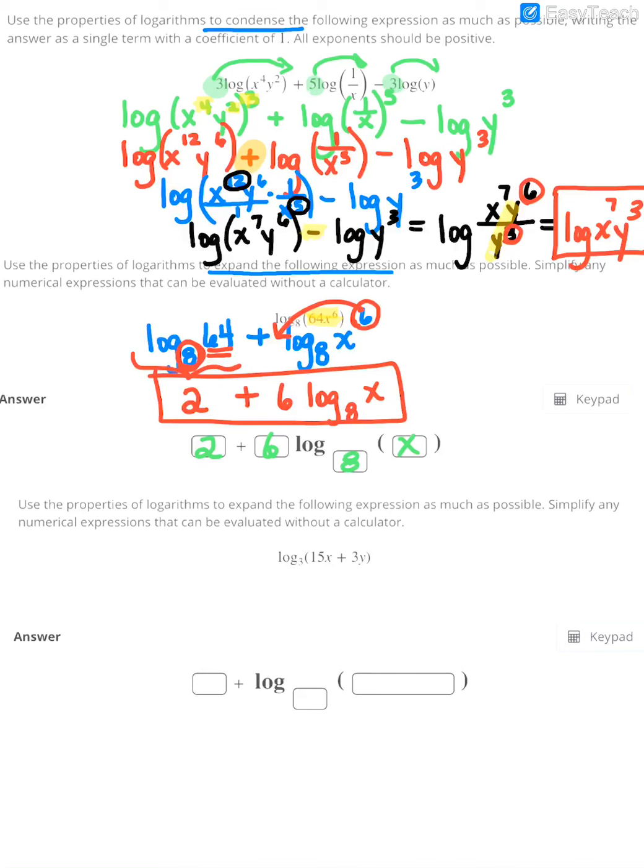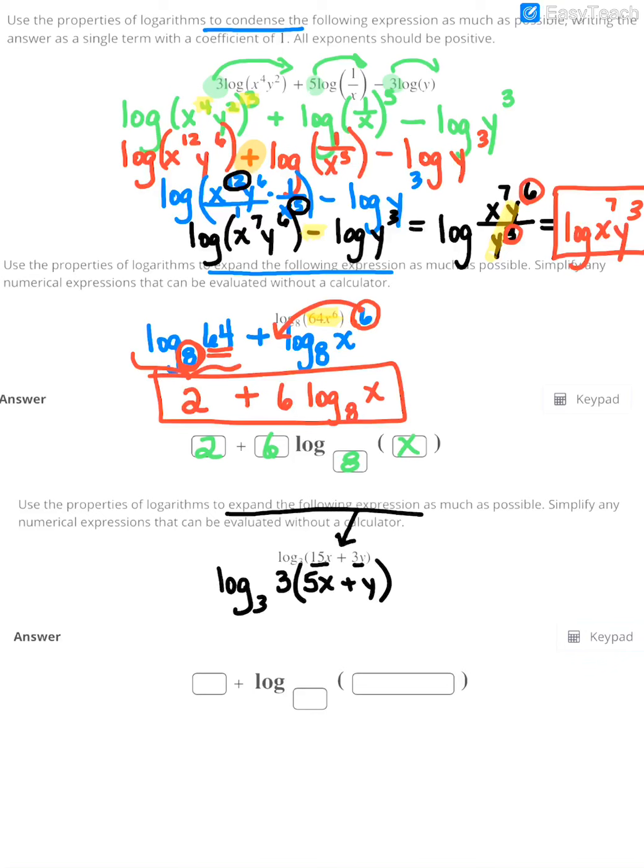Finally, on this third example, again, they are asking me to expand. And what so many students want to do is they want to get in a hurry and they see that plus sign and they think they can just break apart those terms. But remember, we do not have a property for the log of a sum. We have the property for the log of a product. So what we're actually going to do instead of trying to break apart that sum, you will notice that the terms 15x and 3y both have a common factor of 3. So I'm going to factor that out. That would leave me with a 5x plus a y.